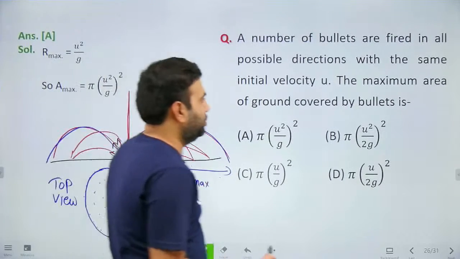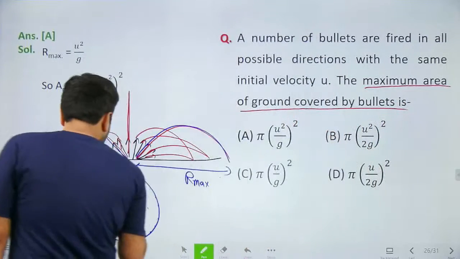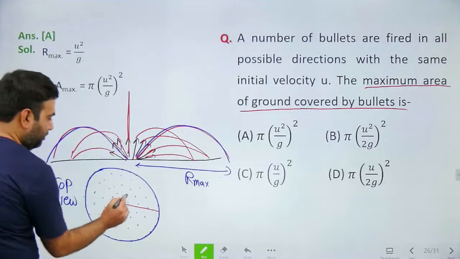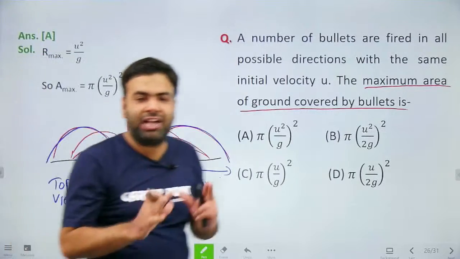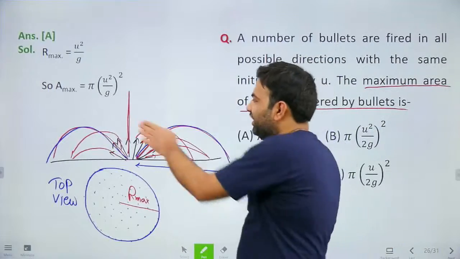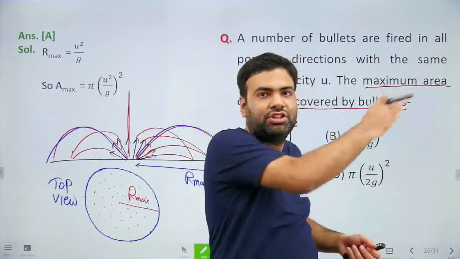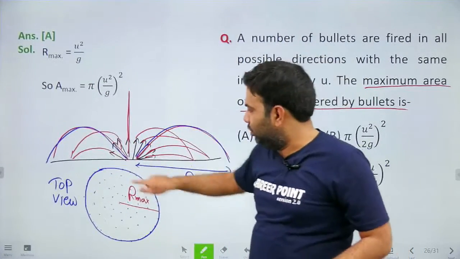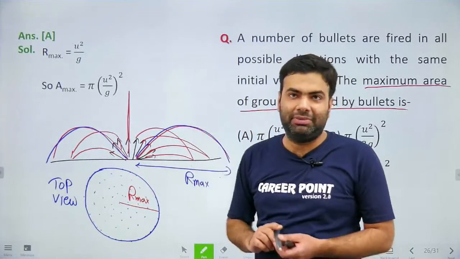Now what is the question asking? The question is asking the maximum area of ground covered by the bullets. So see, the radius of this circle which is covered by the bullets will be R max. So you have to calculate the area of this circle. That was the question. Is the question clear to you? We are firing in all possible directions, at all possible angles, so we will get the same thing in a circle.